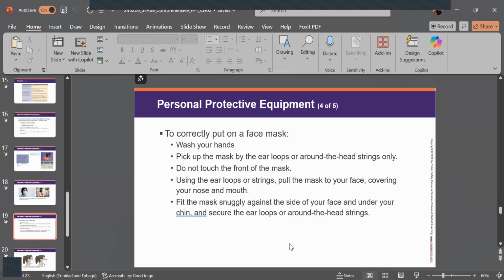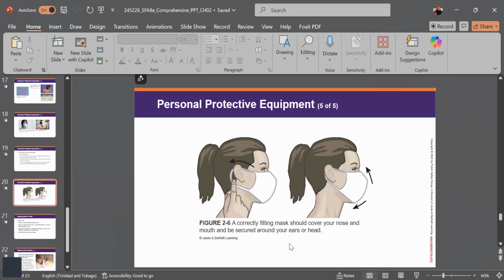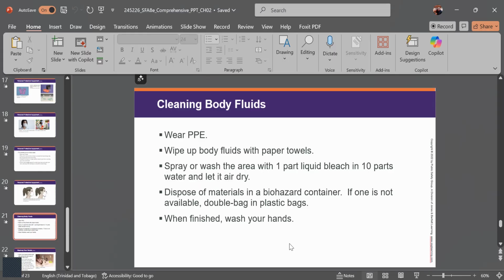I don't think I need to go through how to put on a mask properly. We've all learned that with COVID. We've all learned how to properly wash our hands. In terms of cleaning body fluids, always make sure you're protected. Wipe up the body fluid with paper towel, and of course, then use a sanitizing solution. Some people use bleach, some people use other solutions, but the easiest one that's available is actually chlorine bleach, which kills bacteria. You spray it on the area and let it air dry.